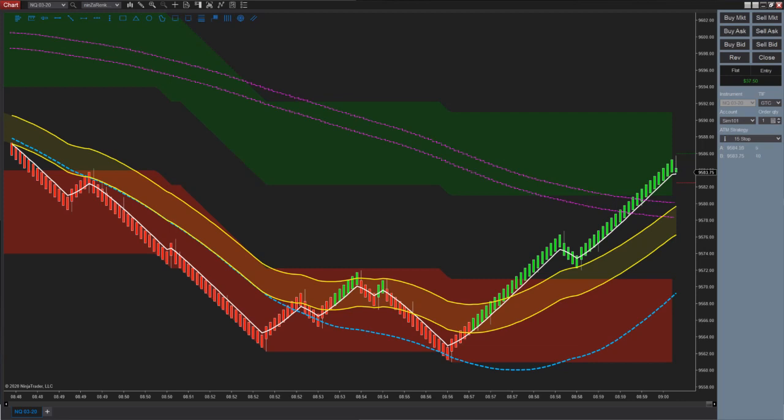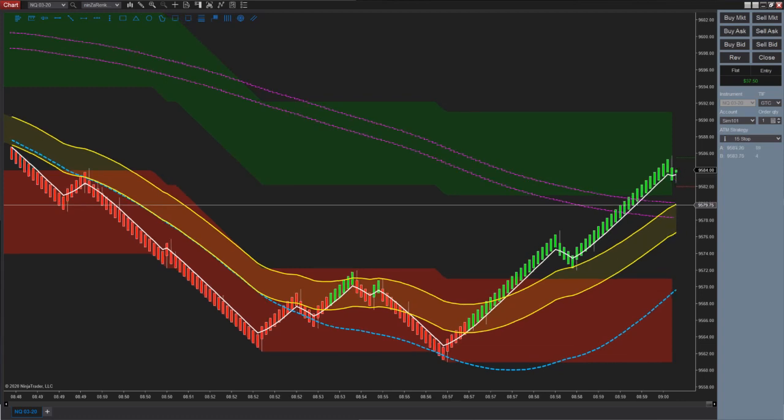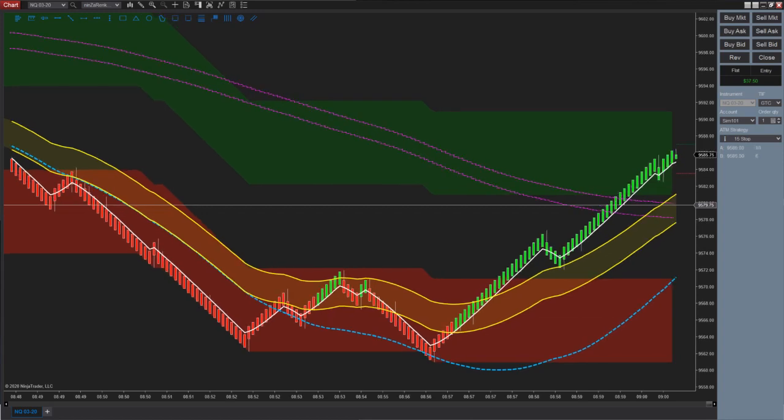Okay. Unfortunate for us. Went against us. So we are still 3-1. We lost 15 ticks. So we are now on 12 ticks.